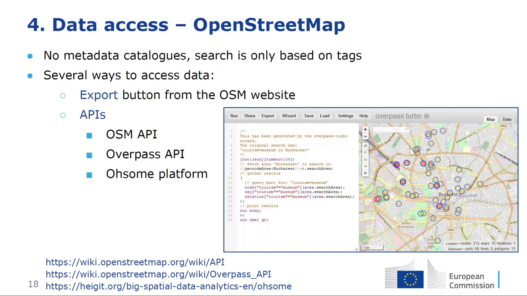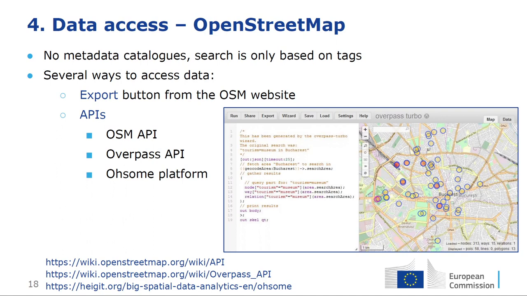There's the OSM API, which is the main one. This provides read and write access to the database, so it's also used by the editors to actually write data. It's not actually recommended for massive downloads. There's the Overpass API, which is typically used through the popular web interface Overpass Turbo. This is just a query to extract the museums in Bucharest.